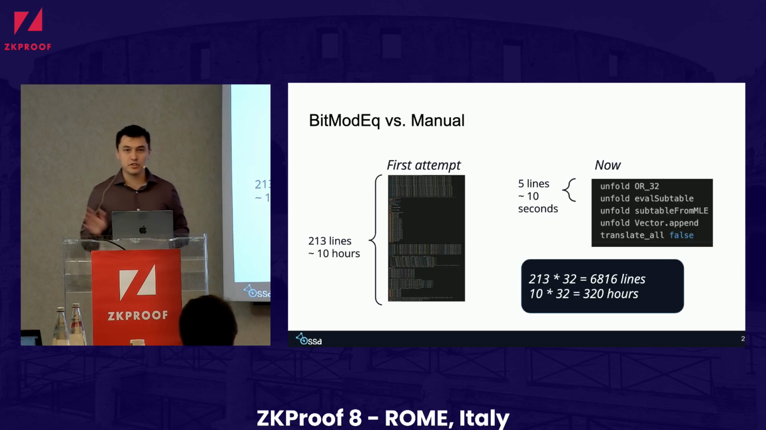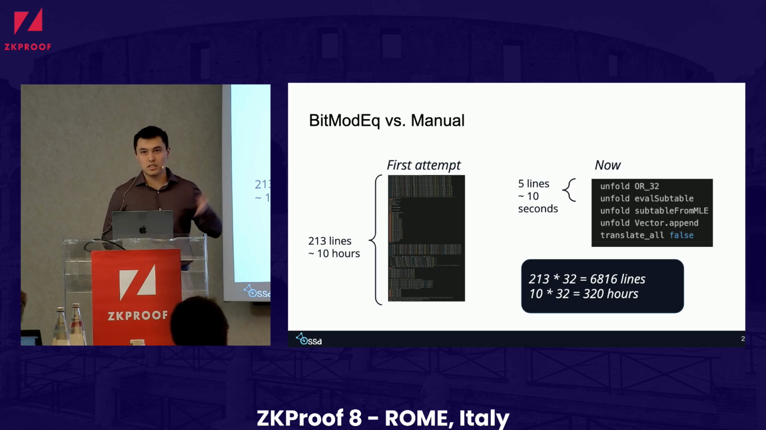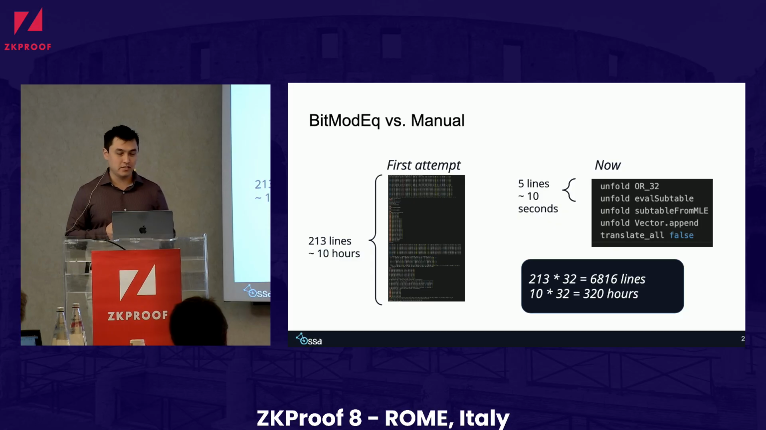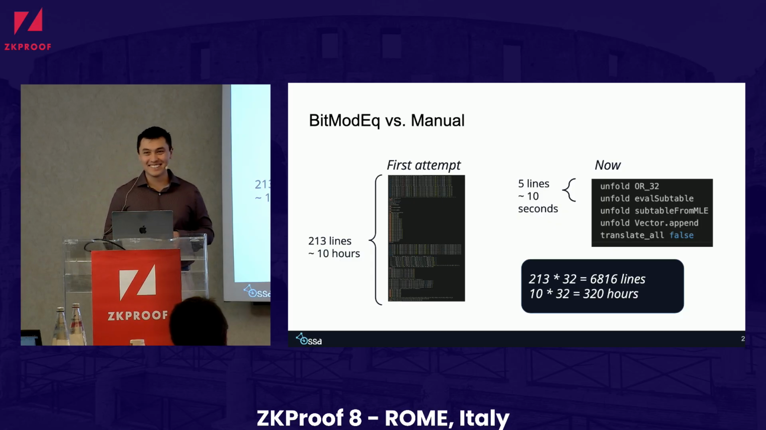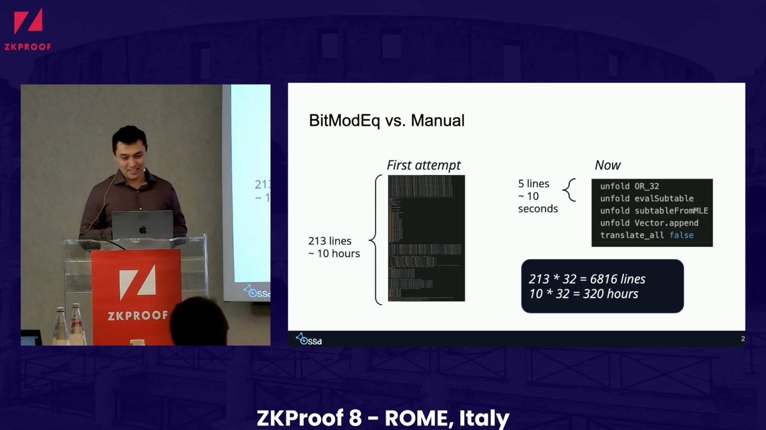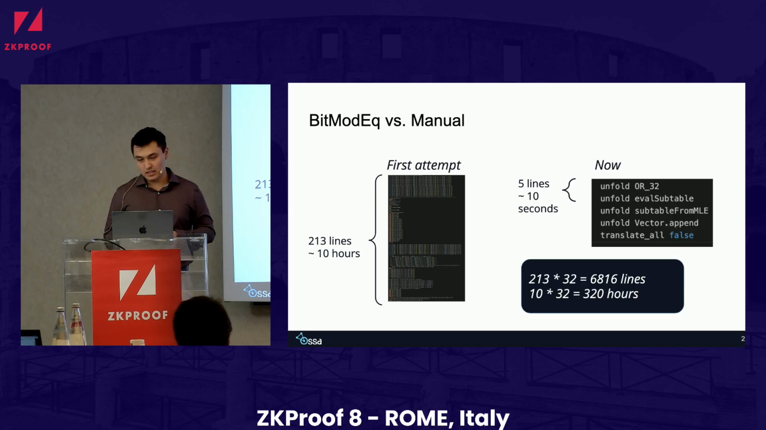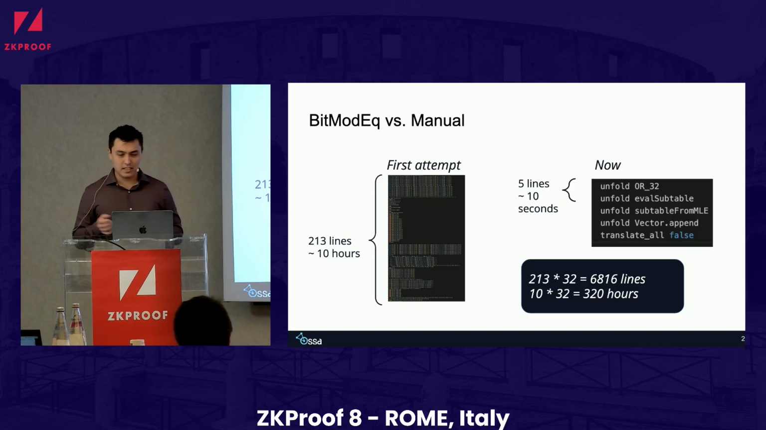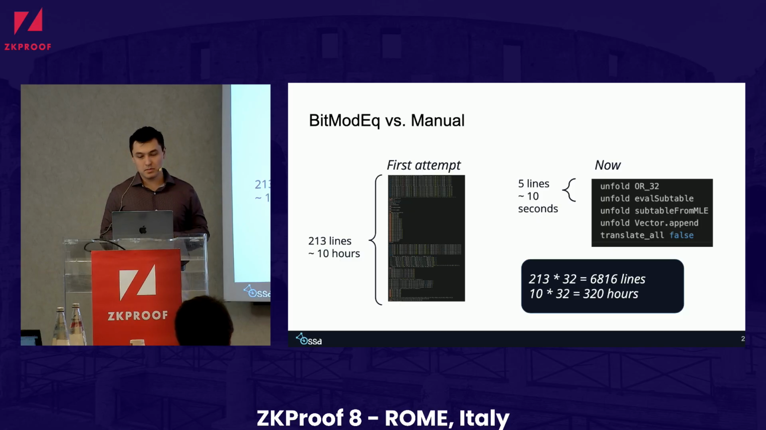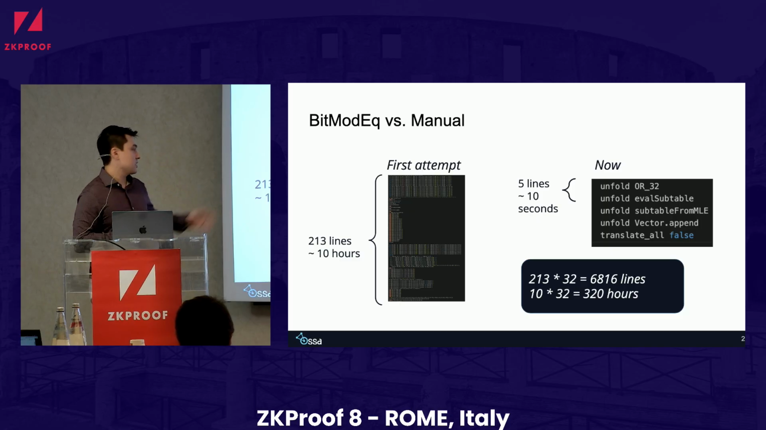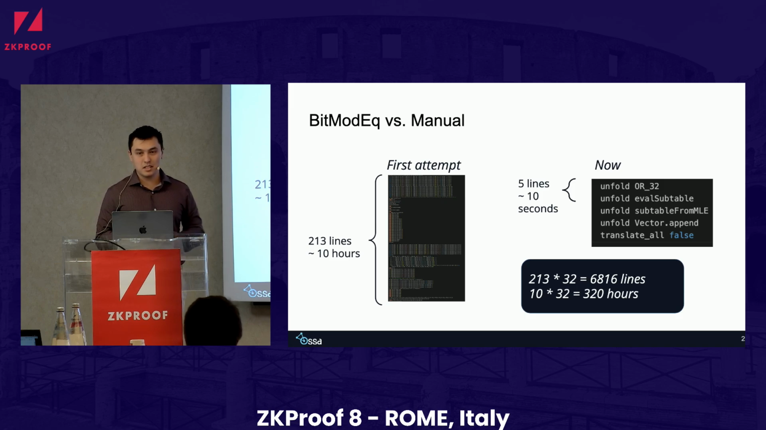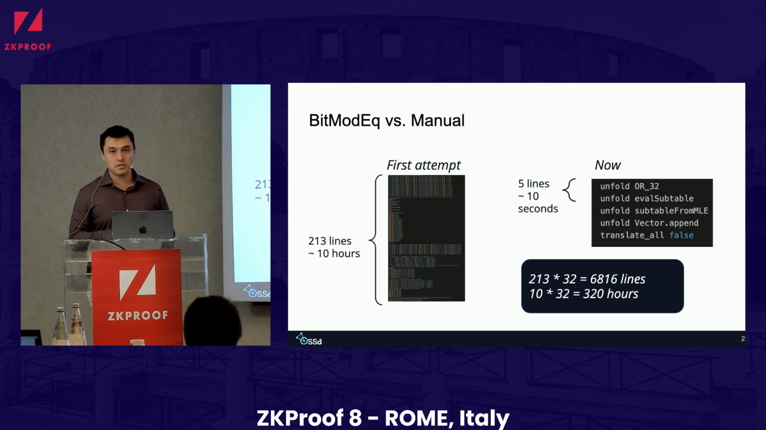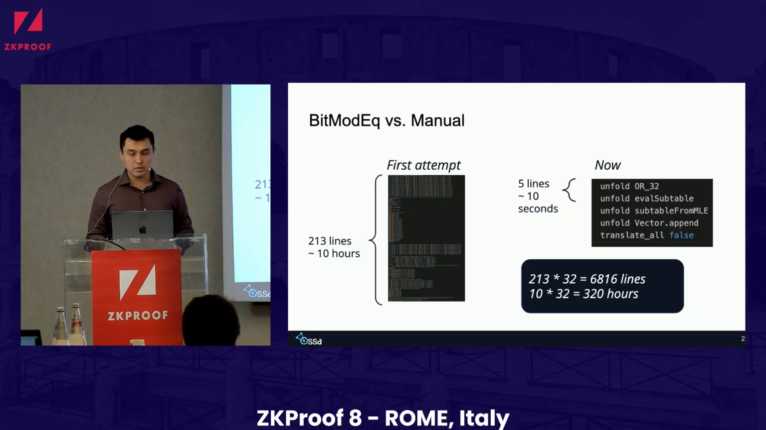And if you're just comparing Bitmod EQ versus the manual effort of doing all these proofs, Lisa did one of these proofs manually by herself, and it was about 200 lines, and it took her 10 hours or something like that. And now on the right-hand side, it's 5 lines and it takes 10 seconds to run. I think you could get this down to 2 lines pretty easily. And then you can see the savings, right? Over 32 lookup tables, that's how many lines of code you would save, and that's how much effort you would save in terms of developer time. So I think pretty nice results.